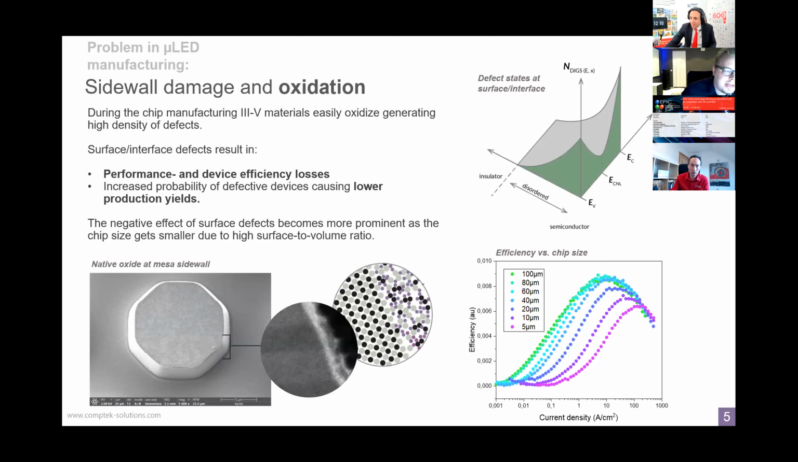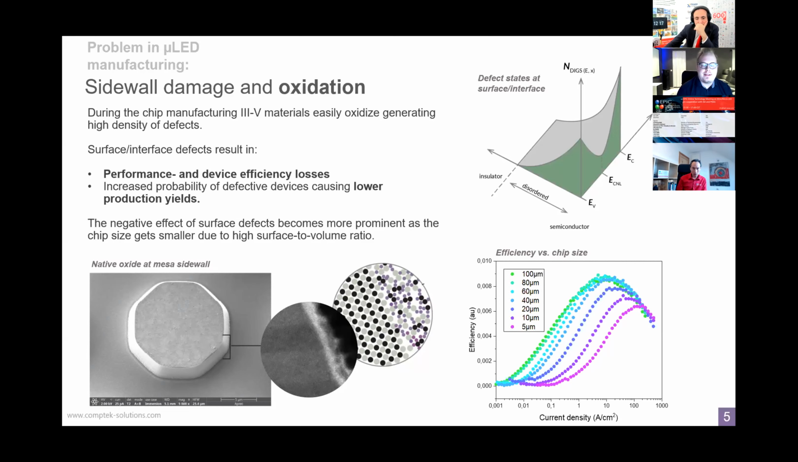It is an atomic resolution picture from the sidewall of the micro LED, showing this kind of blurry region, and that is a native oxide at the surface, and it doesn't have any good order, it's like an amorphous structure, and this lack of atomic level coordination creates a high density of defect states in the band gap of the semiconductor, which is shown in the top right corner image.